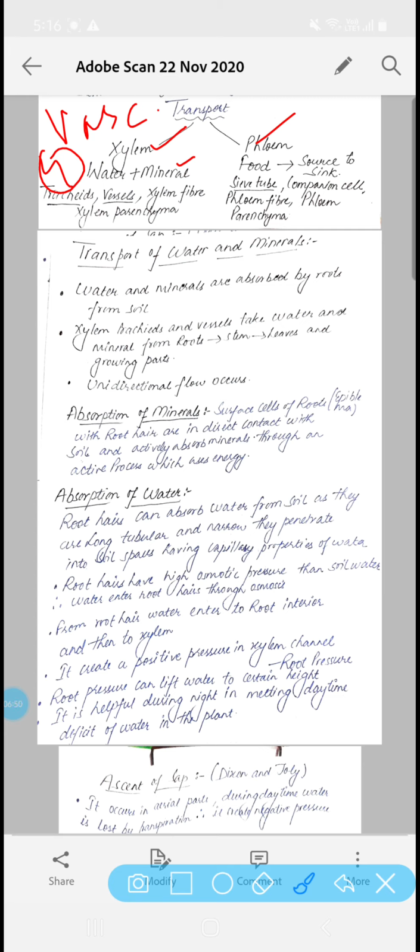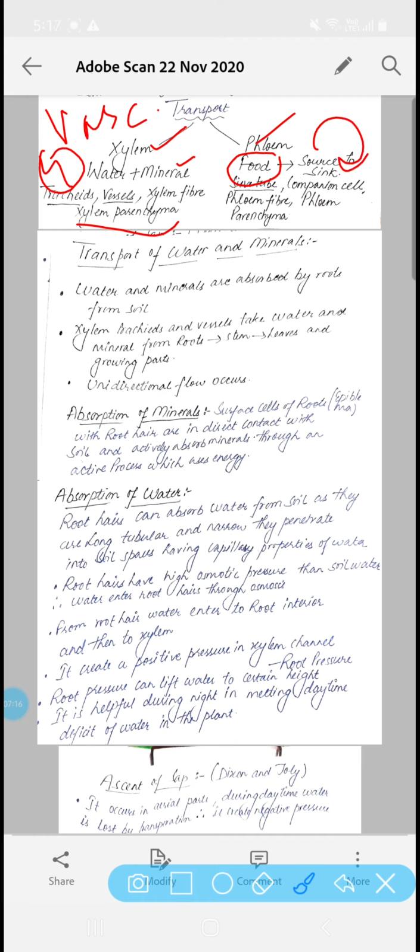Now if we talk about the phloem, phloem is again a kind of complex tissue, again a conducting unit, but this phloem transports food from source to sink. Source is where the food is being prepared, and sink is those areas where there is a requirement of that food. Phloem tissue is again made up of 4 kinds of cells: sieve tube, companion cells, phloem fiber and phloem parenchyma. Out of these, 3 are living and 1 is dead. Here 1 was living and 3 were dead.